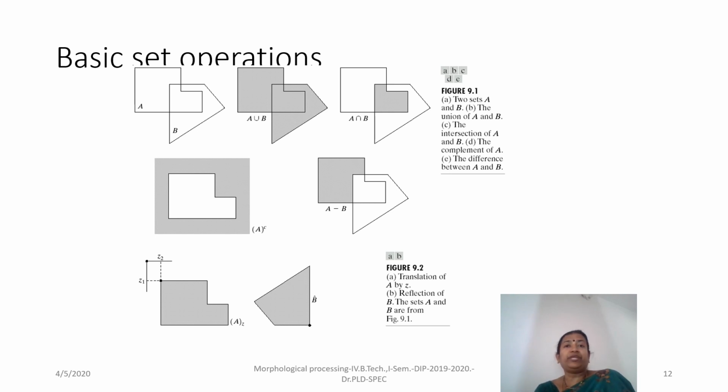Then reflection of B, where the sets A and B are from figure 9.1. Here, this is the shape of B. Reflection of B means exactly the opposite. If you consider this in the opposite way, from here to here, that is the reflection of B, which we show as B cap. Reflection of B is B cap. This one is exactly opposite of this one. With these particular coordinates, it is shown above this portion, that is B cap. Okay.